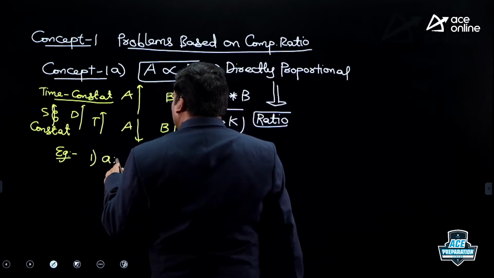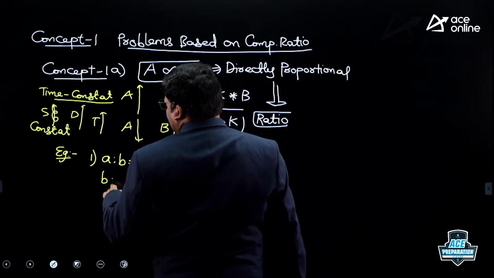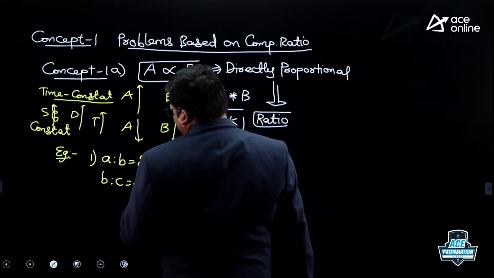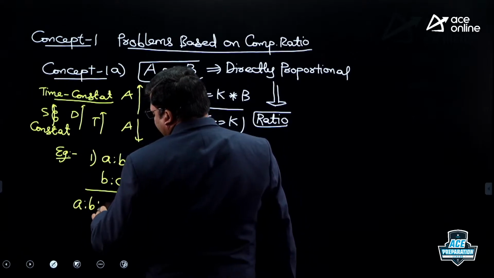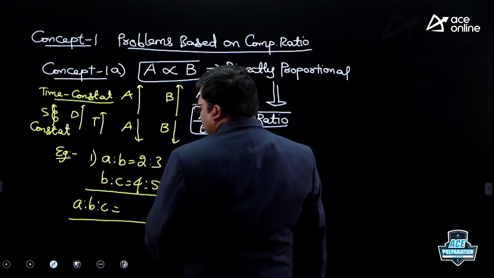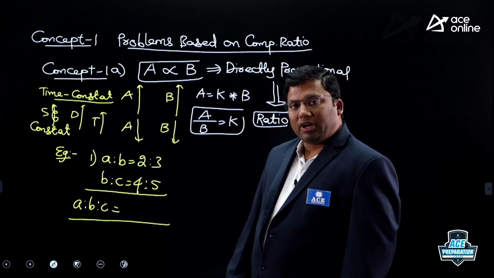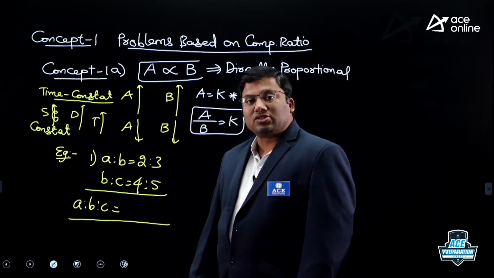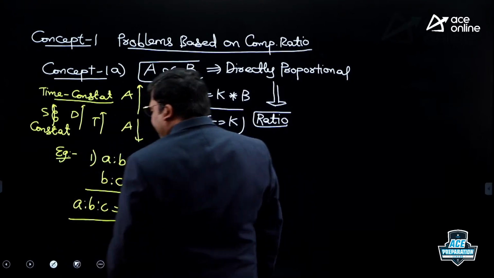A is to B is equivalent to 2 is to 3. B is to C is equivalent to 4 is to 5. I want A is to B is to C.